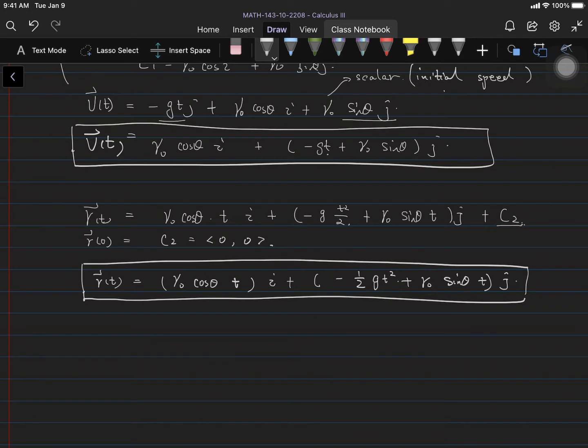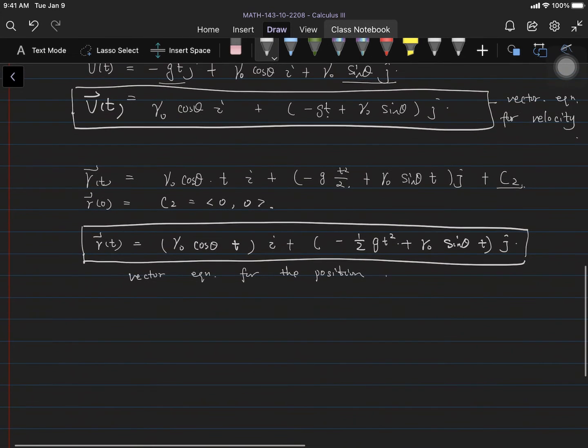So this is the position vector equation, the vector equation for the position. And this is the vector equation for the velocity.